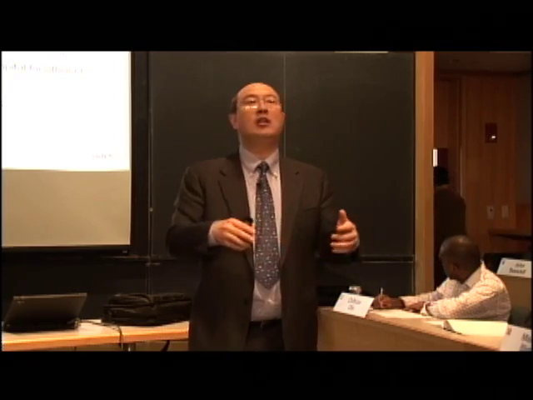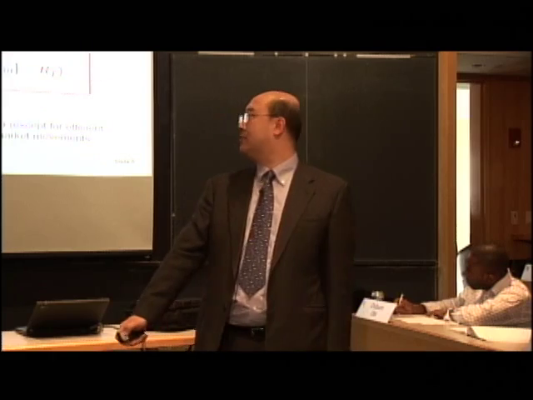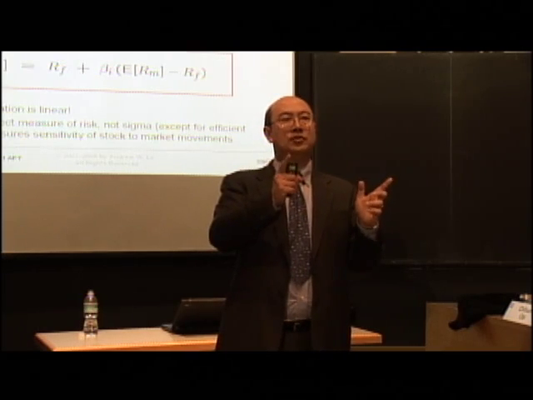So for all of the inefficient securities, portfolios, or projects, you've got to use this relationship, and this relationship tells you beta is what matters, not sigma. Sigma is not the same as beta, except if you happen to be an efficient portfolio. Okay, question, Anand? Do you have a question?